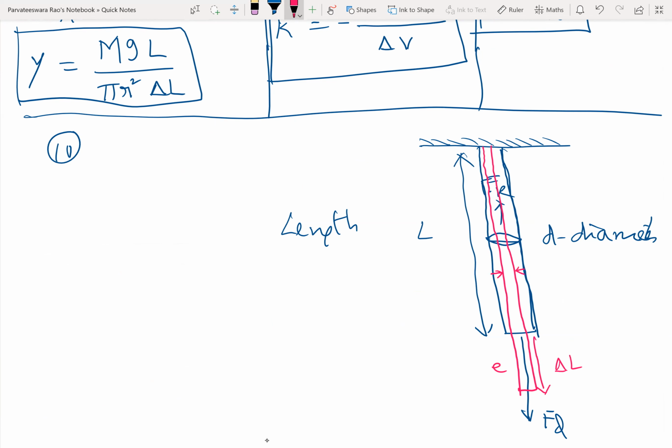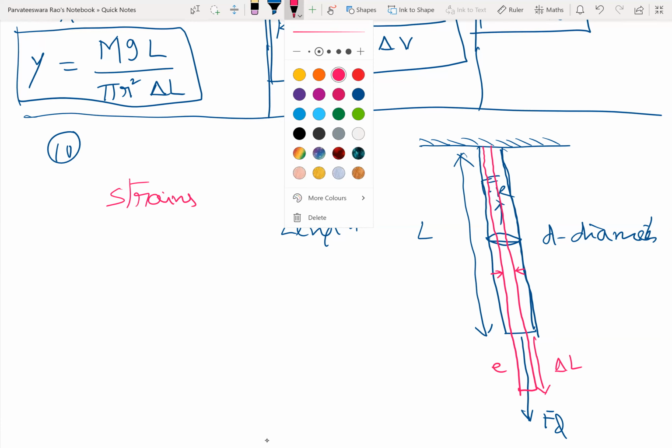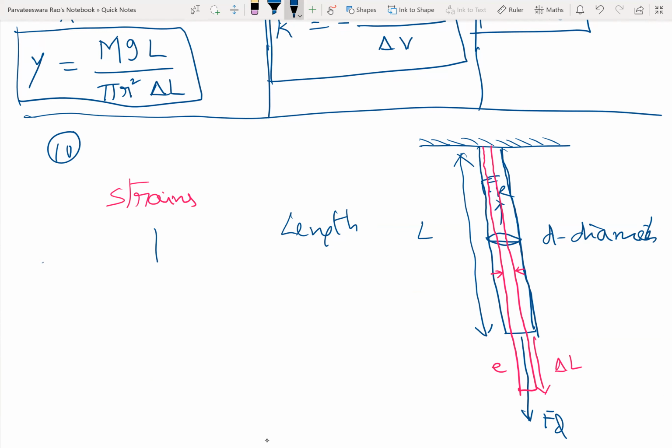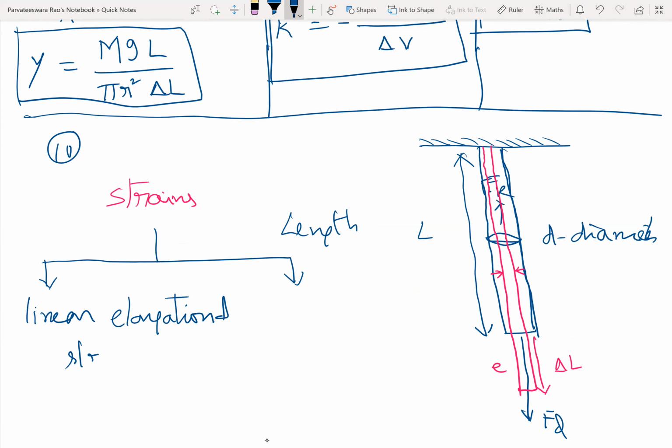Yes or no? Take a thick rubber band and stretch it by holding it in both hands. No doubt the length increases, but you will find the rubber band becoming thinner and thinner. Here, there will be two strains. One is linear elongational strain. Second one is lateral contractional strain.